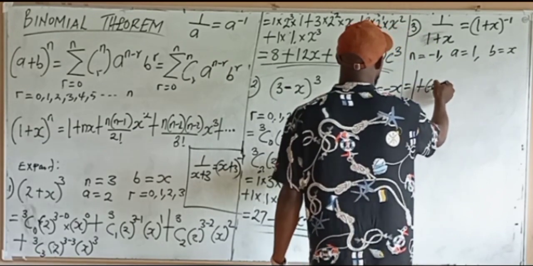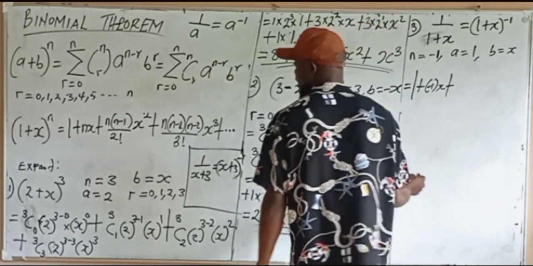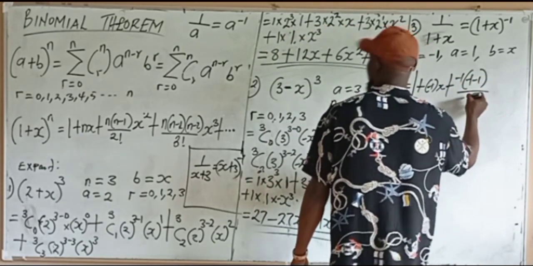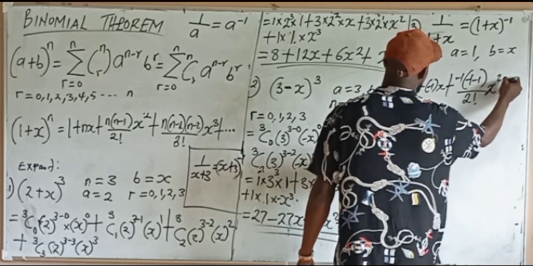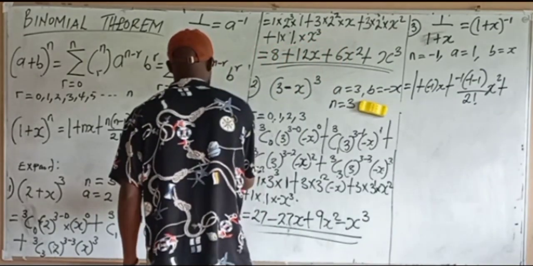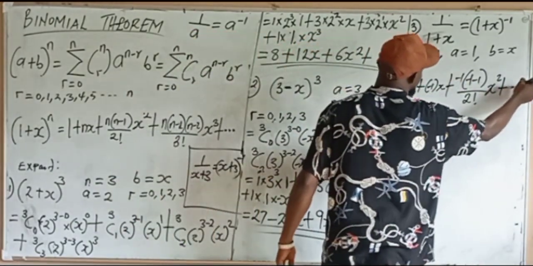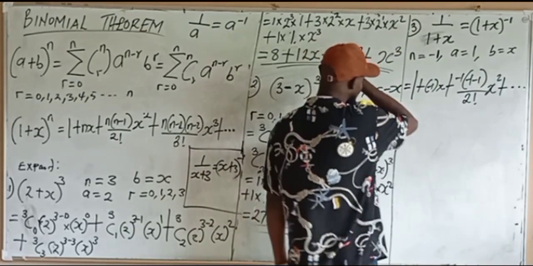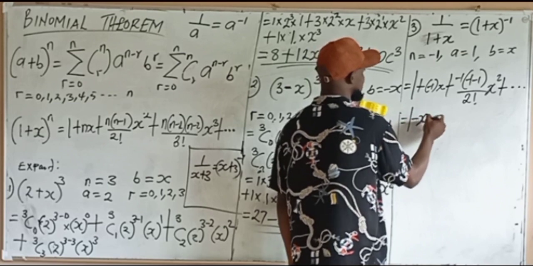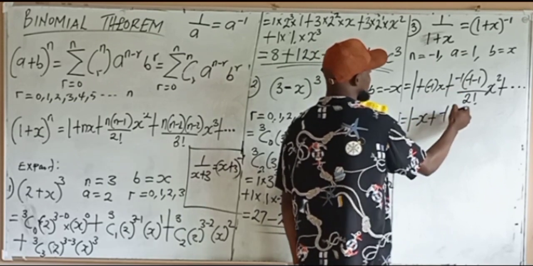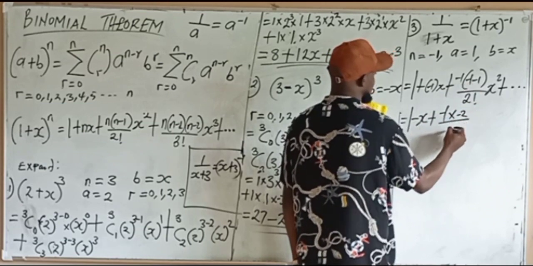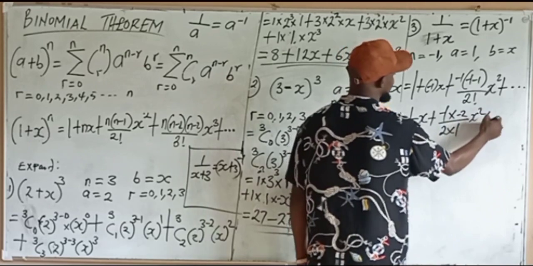So n is negative 1, x, then plus n bracket n minus 1, where n is negative 1, negative 1 minus 1, over 2 factorial x squared, then plus. I cannot write everything because this thing is still going, it's infinity, just dot dot dot. So we're going to have 1 minus 1 times x, which will be minus x. Then plus minus 1 times minus 1 minus 1 times minus 2 over what is 2 factorial, that is 2 times 1, x squared plus all the rest.